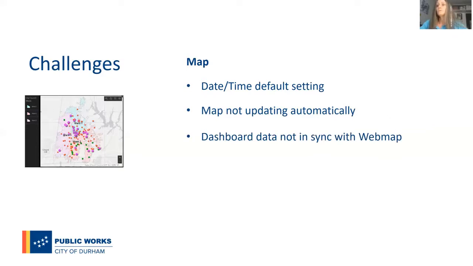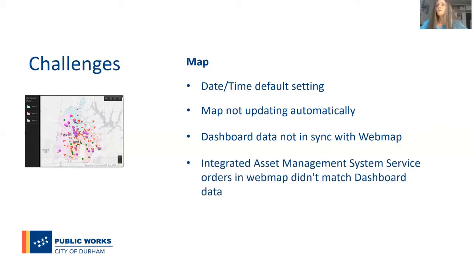We were able to get the dashboard data in sync with the web map after we repointed the dashboard objects to the map layers instead of the views themselves. And we were able to use a saved search from our asset management system, CityWorks, service orders by creating a URL of the saved search to bring into the web map to display them.